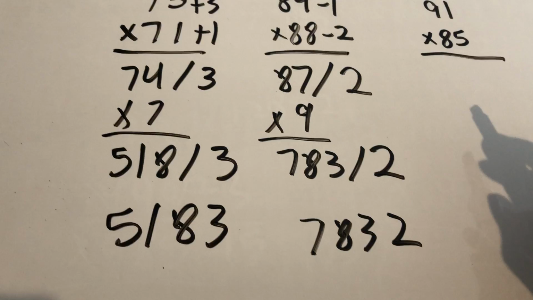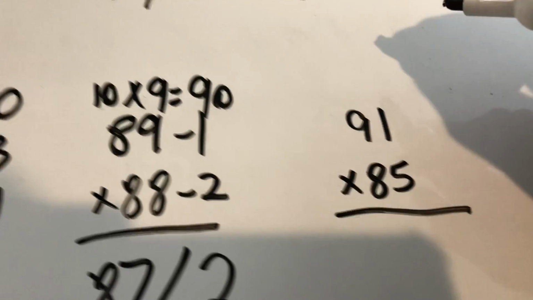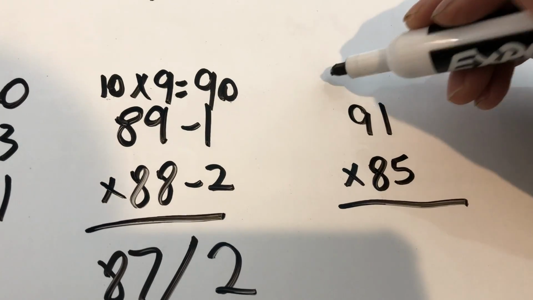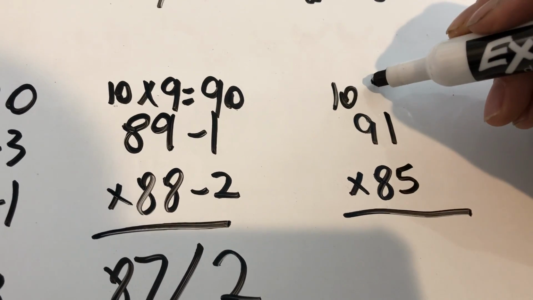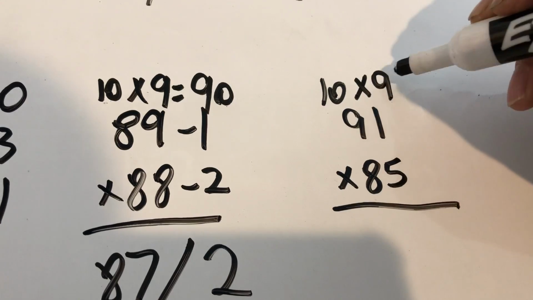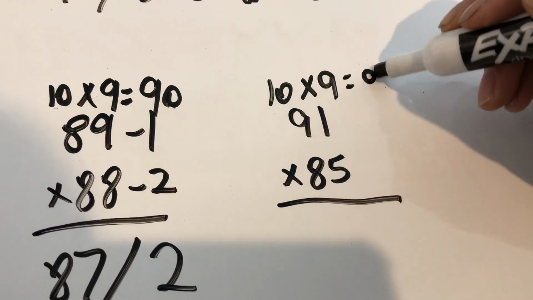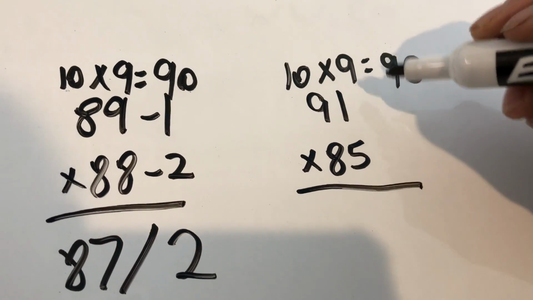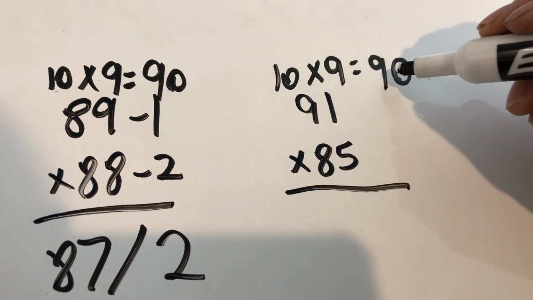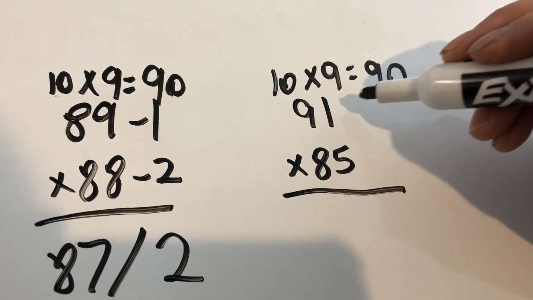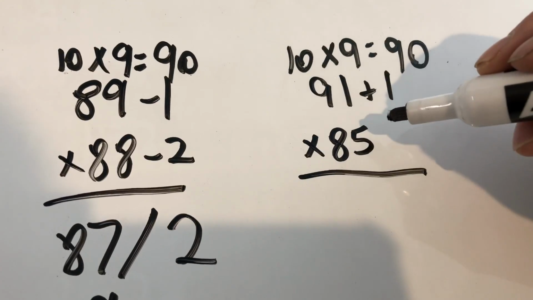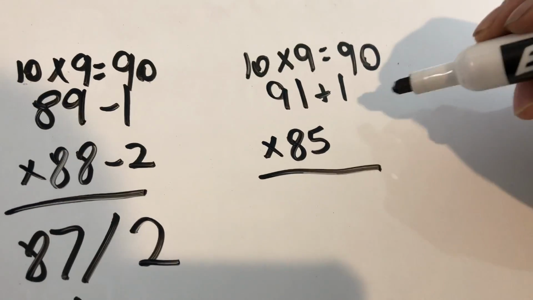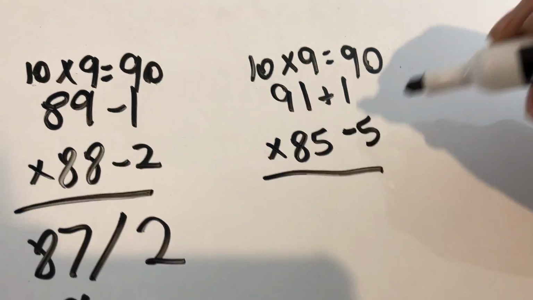Alrighty, next step. 91 times 85. The formula on this one will be 10 as our actual base, times the 9 as our deficiency, equals 90 as our working base. So the next step, 91 is above our working base, 90, by 1. So we're going to write plus 1 right here. 85 is below the base of 90 by 5. So we write -5 right here.